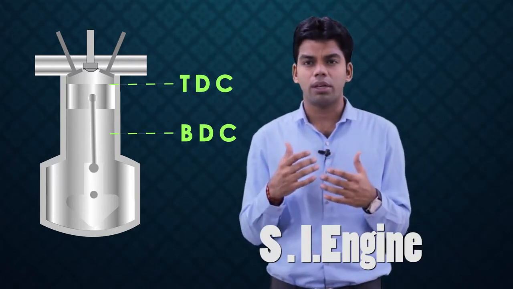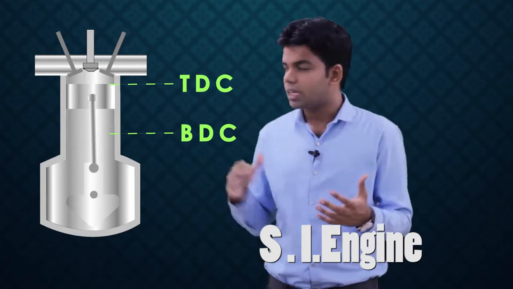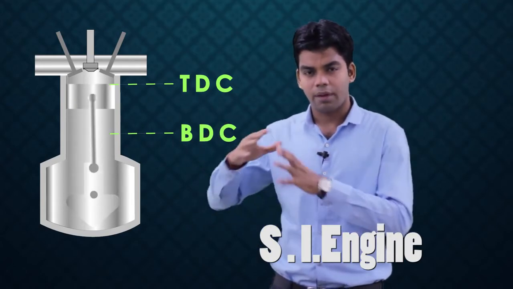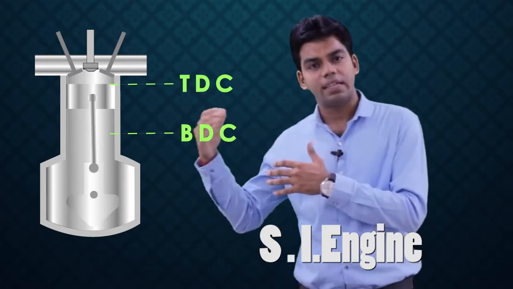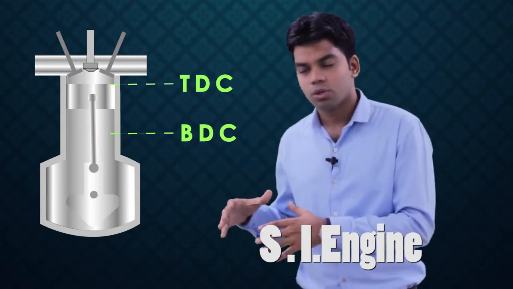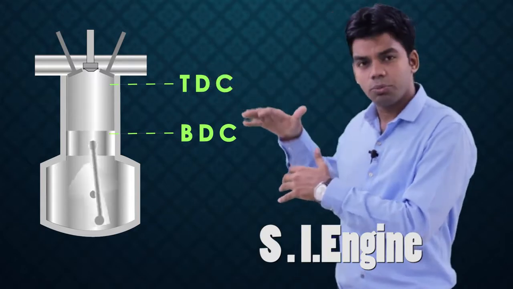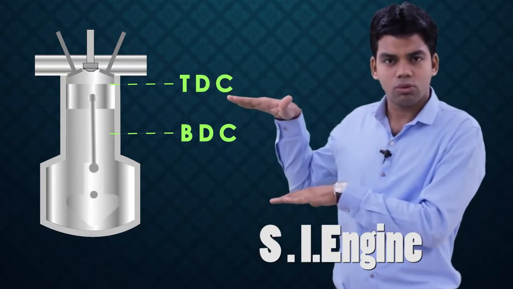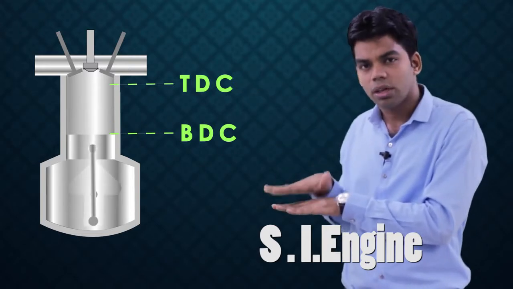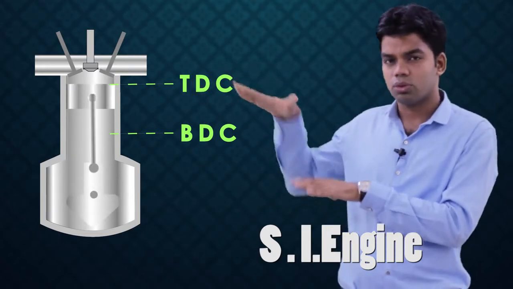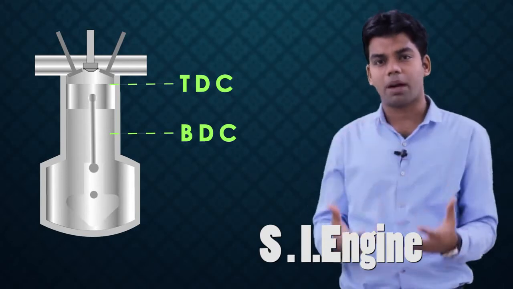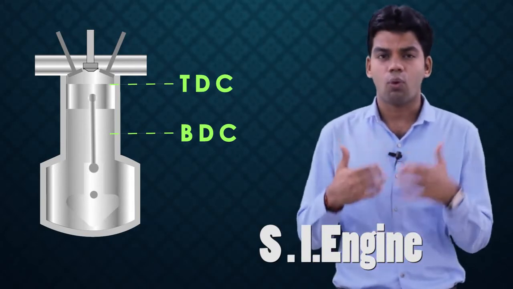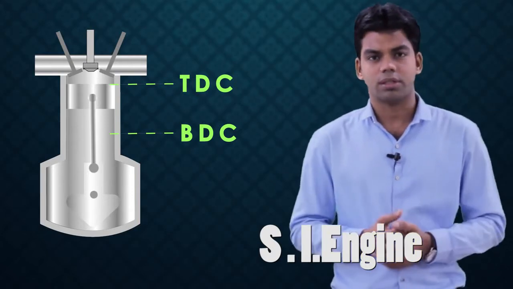A 4-stroke engine means that during one power cycle, the engine travels the stroke 4 times. I have told you about the stroke: the distance between TDC and BDC is nothing but a stroke. When the piston travels from TDC to BDC, it is called 1 stroke. Then it travels from BDC to TDC, the 2nd stroke. Then TDC to BDC, the 3rd stroke. Then BDC to TDC, the 4th stroke. So these are the 4 strokes. During one cycle, the piston travels the stroke 4 times, and then it is called a 4-stroke engine.